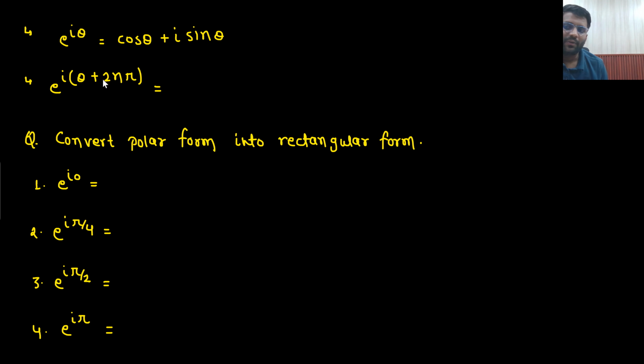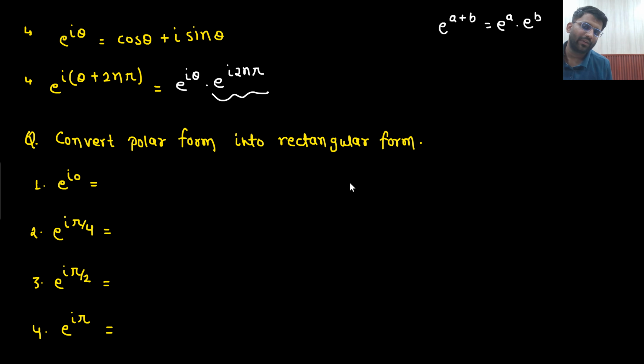Now let's see some more thing, that e to the power iota theta is cos theta plus iota sin theta, e to the power iota theta plus 2 n pi. Let's write down in a different way. Can you write down what is the meaning of e to the power a plus b? That could be written as e to the power a dot e to the power b. Right? So can I write it down as e to the power iota theta dot e to the power iota 2 n pi?